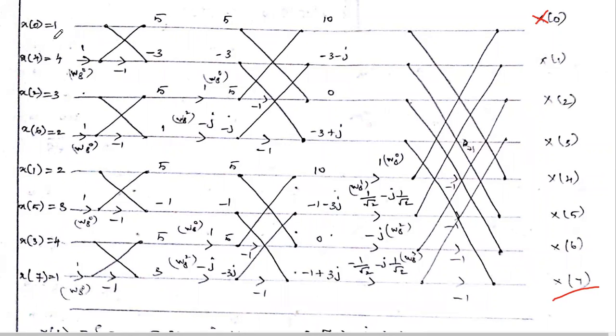But the input: what is the input applied to the first line? X of 0. To the second line? X of 4. The third is x of 2, the fourth is x of 6. So the inputs are shuffled, and after shuffling the input, we apply it to the DIT algorithm. This shuffling is based on bit reversed order. Already I told you in the previous video how to give the input in that butterfly algorithm.